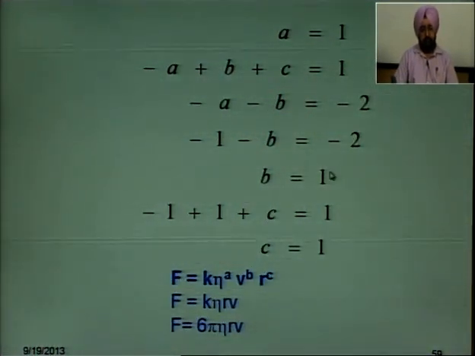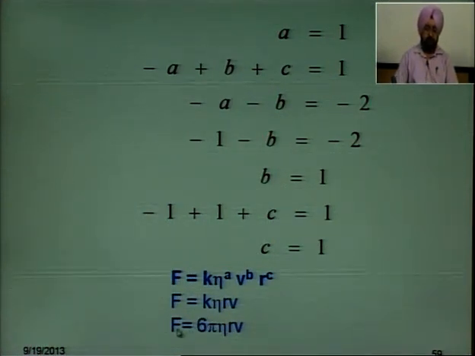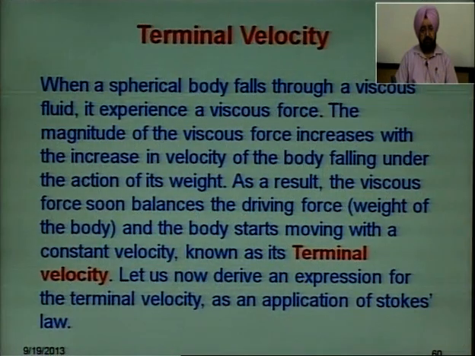You get b equal to 1. Put the values of a and b in this equation, you get c equal to 1, and you get F equal to k eta r v, or F is equal to 6 pi eta r v. This 6 pi is found with experimental results. So, the dimensionless constant here is 6 pi. So, F is 6 pi eta r v.